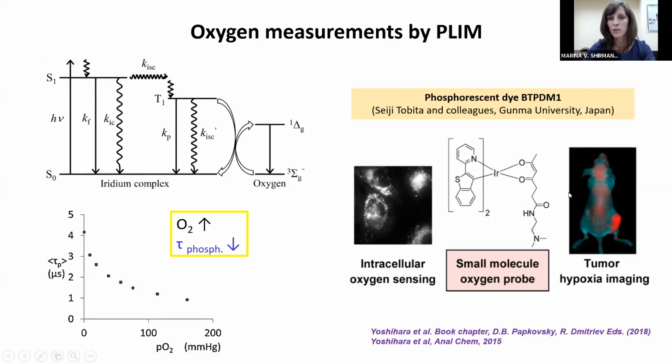The structure of one such dye is shown here, the phosphorescent dye from a Japanese group, Bumei University. Typically, such phosphorescent dyes contain transition metals responsible for long phosphorescence lifetime and some organic polymers as a carrier. So by introducing these probes into cells or into a tumor, you can measure phosphorescence lifetime and obtain information about oxygen level.